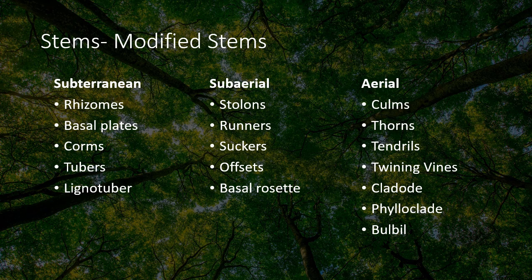We can also have stems that are modified in a huge array of different ways. We're going to try to get through these pretty quickly. We've already covered the major anatomy, so I would consider this second part to be mostly, if you're curious, understanding our different types of modified stems is very useful for propagating plants, which is why it's included here.